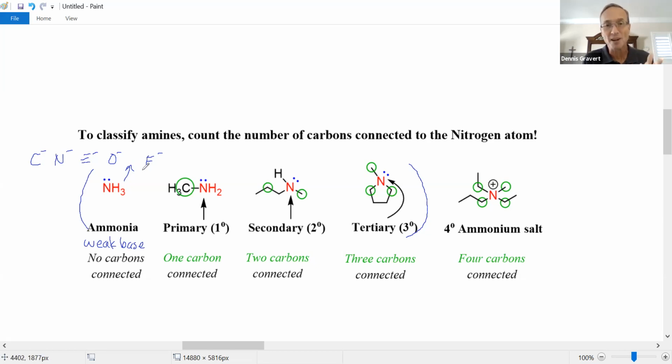But some of you are asking, well, are they exactly the same base strength, or are there some differences? Turns out there is a little difference. Secondary bases are the strongest among these. It's still not that much more basic. And the rationale is it has 2 sets of carbons to donate electrons.